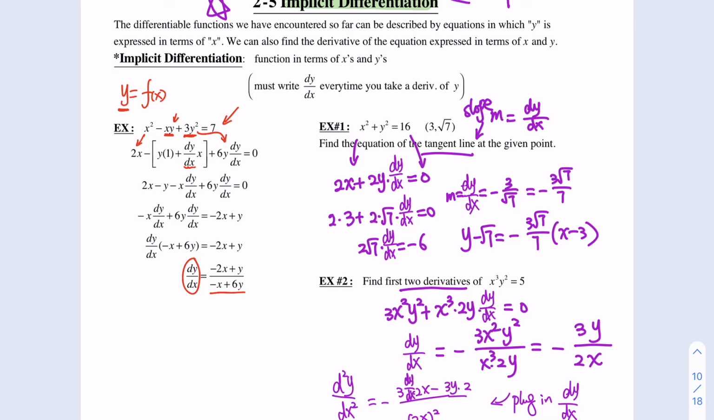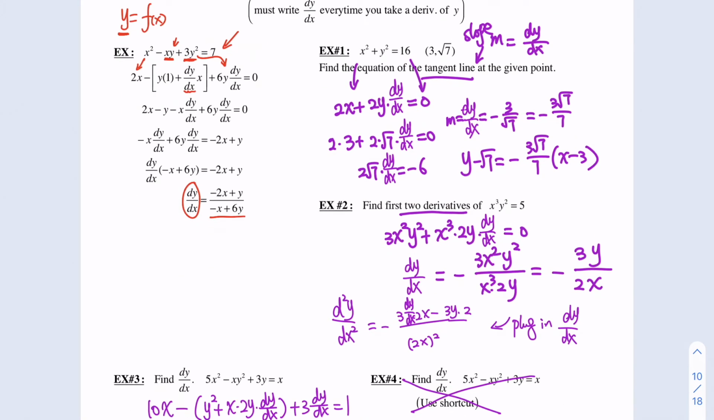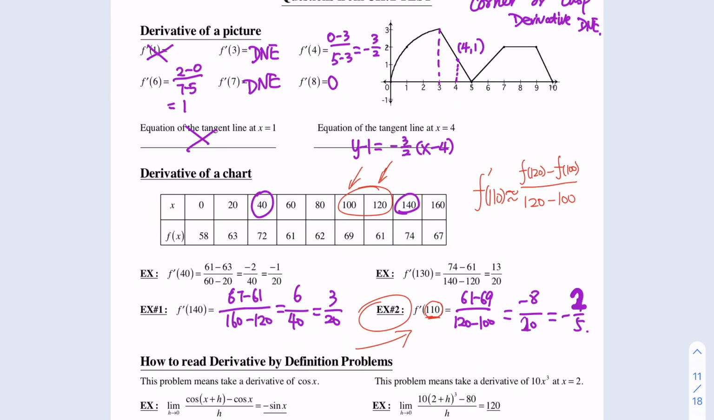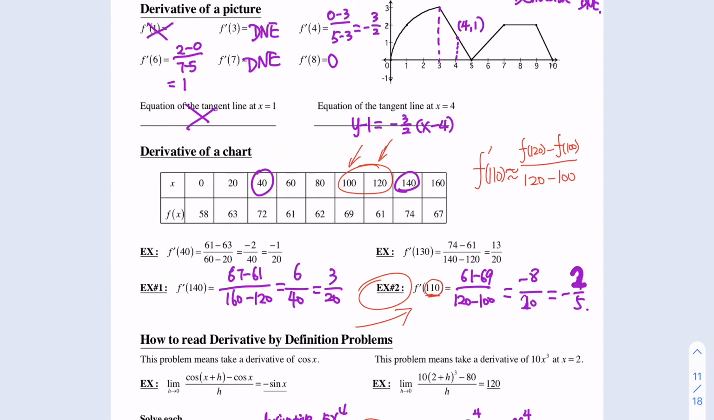After we find the derivative, we can ask you what's the tangent line, what's the normal line, and what's the second derivative. So you have to take the derivative again. So everybody try example 1, 2, and 3. You don't have to do example 4. This is some of the questions from chapter 2. So this type of problem is very popular.